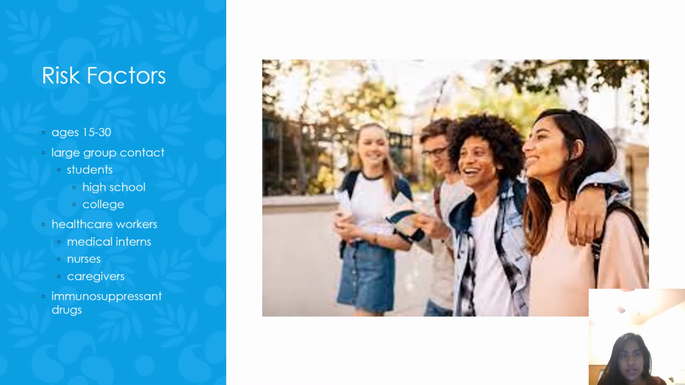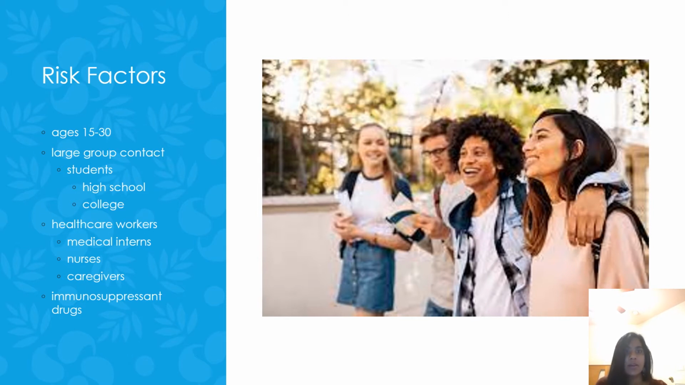So there are several risk factors for mononucleosis. Like I said, children can be infected with EBV and get mono, but it's typically common in that adolescent to young adult age range, so from ages 15 to 30.